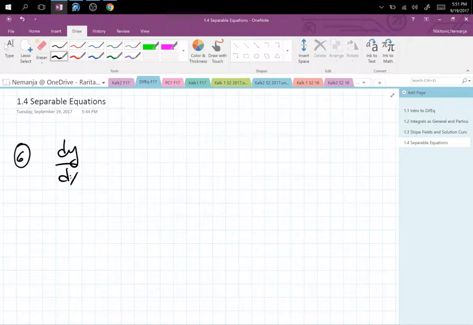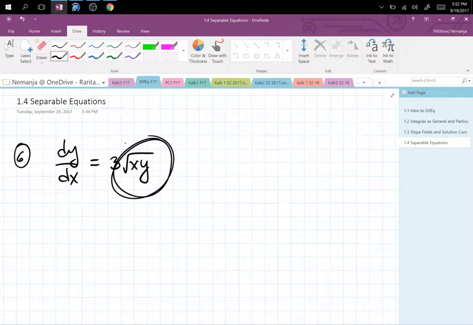dy/dx is equal to 3 square root of xy. Again, in the previous three lectures I explained how all of this works, so now we're just going to take a look at a few examples real quick. Observe that we have two variables, independent variable x and dependent variable y. The goal is to separate variables. Is there a way for me to separate x and y algebraically there? What can I do?